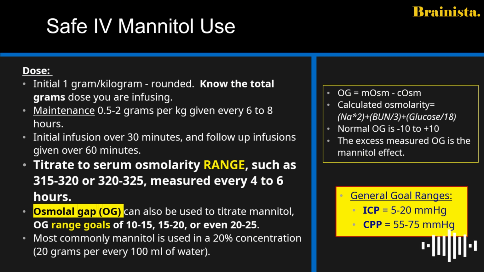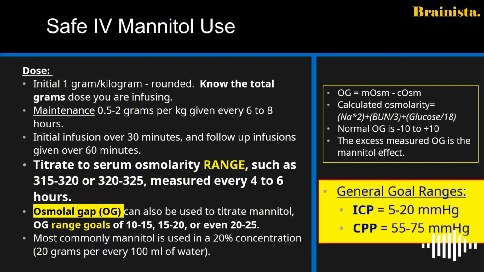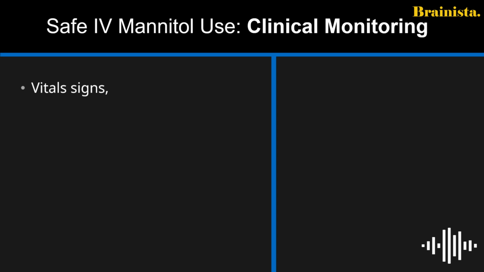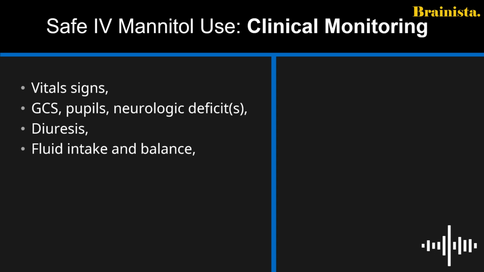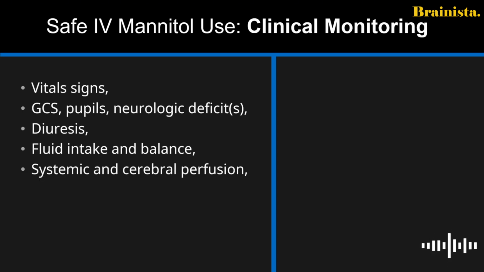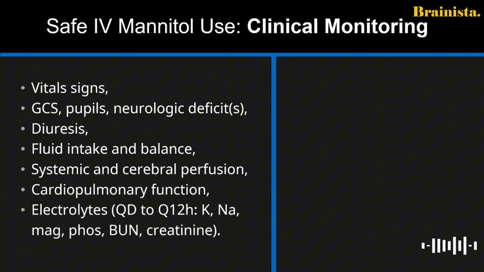Monitor the vital signs, neurologic deficit, the Glasgow Coma Scale, pupils, hourly diuresis, fluid intake, hourly fluid balance, systemic and cerebral perfusion, cardiopulmonary function, potassium, sodium, magnesium, phosphorus, creatinine and BUN, and consider calculating the osmolar gap.